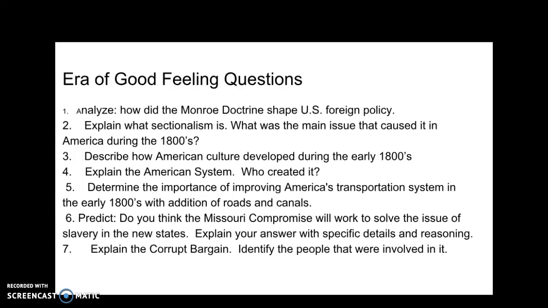Explain what sectionalism is. What's the main issue that caused it in America in the 1800s? Well, sectionalism is when the nation divides over issues against itself. Of course, this will eventually lead to the Civil War in the United States, but the main issue that caused sectionalism was slavery.